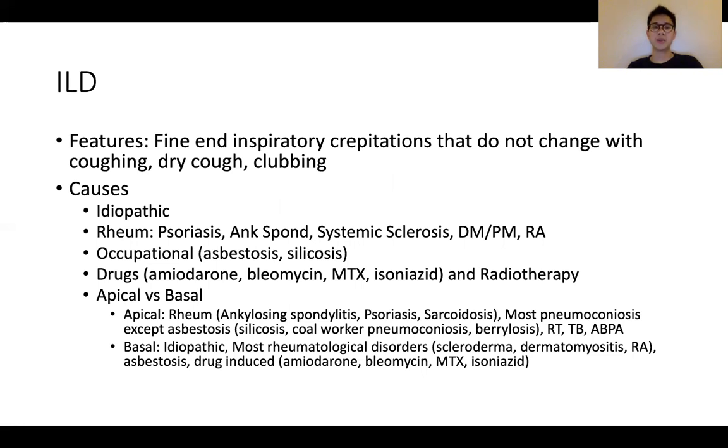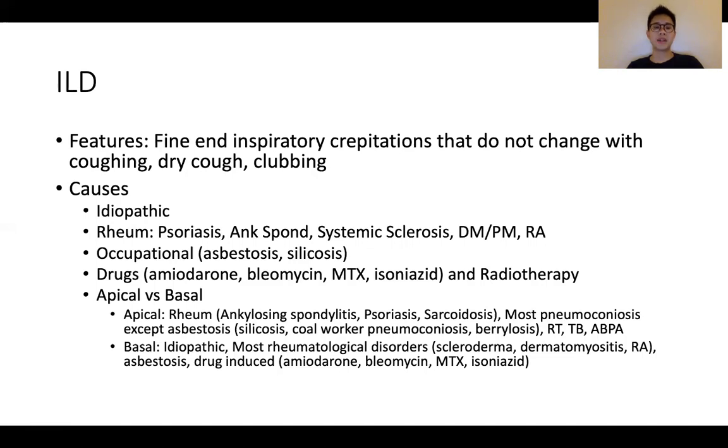Causes-wise can be classified into idiopathic and secondary causes. For secondary causes, the big groups are autoimmune rheumatological disorders, occupational, and drugs, or iatrogenic if you include radiotherapy. The causes are listed below. Another way of classifying is based on whether it's predominantly apical or basal.